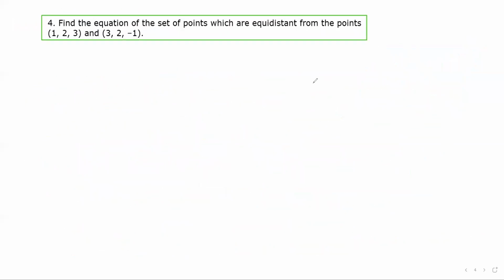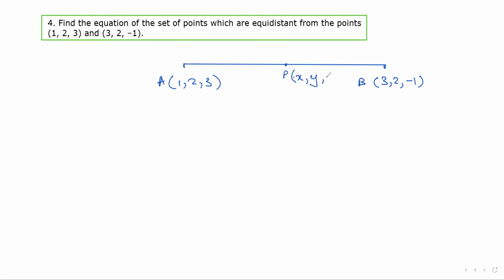Next, find the equation of the set of points which are equidistant from these points. Now, set of points which are equidistant from these points. So, if you consider a line, and if you consider these given points as its endpoints, then there would be at least one such point on this line which would be equidistant from these points. Let these points be A and B, and let this point be P. Now the general coordinate of these points will be x, y, z.